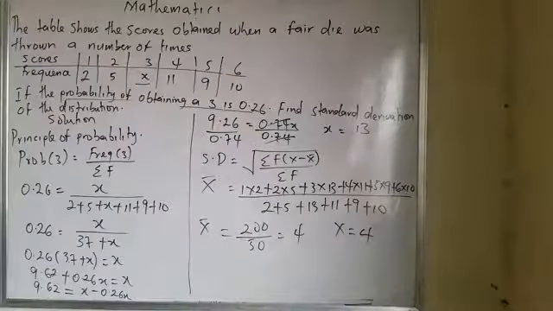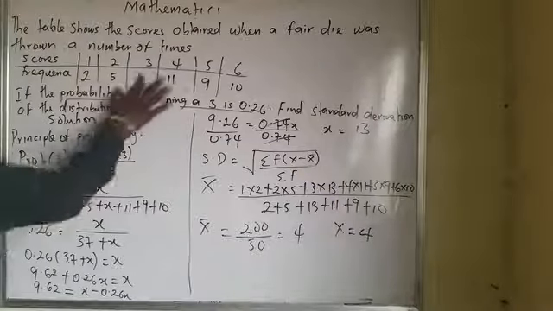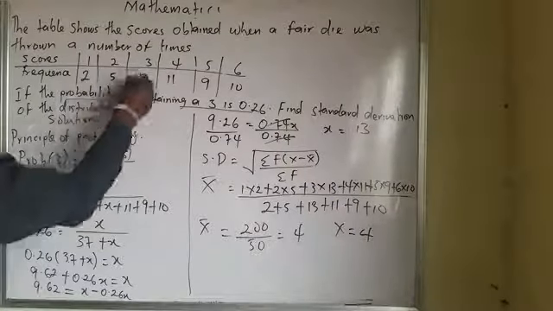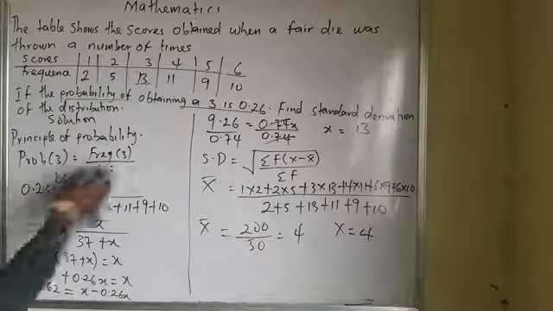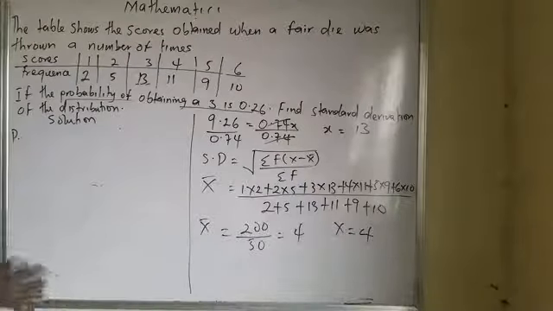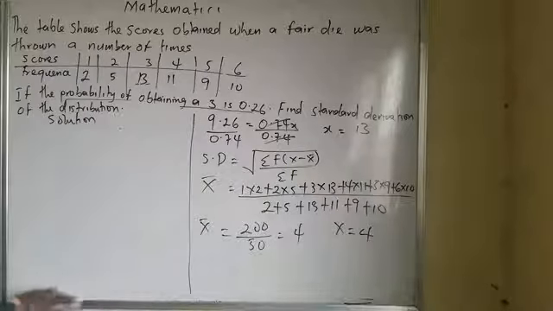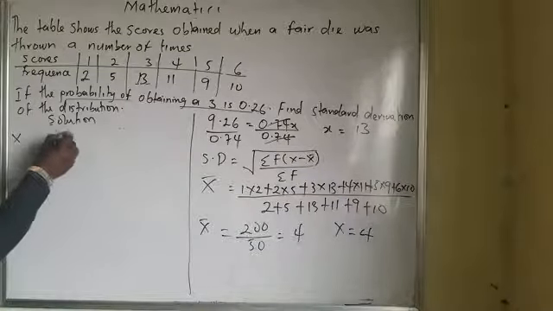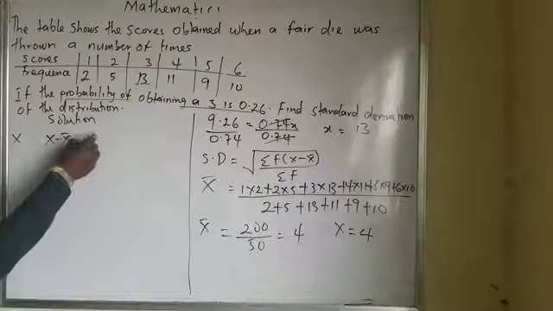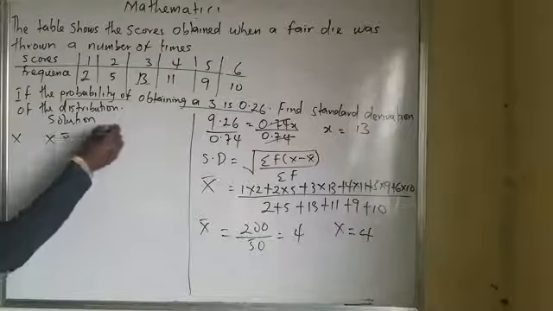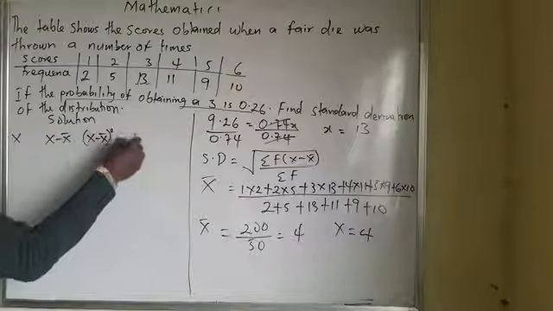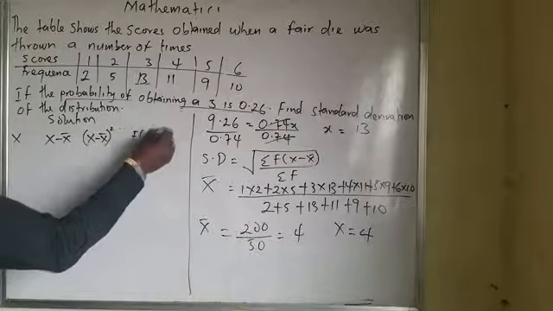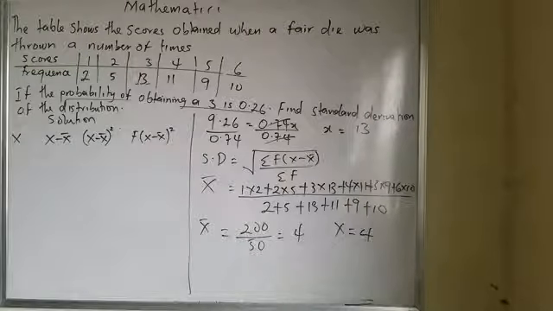Now, I can prepare my table. Permit me to rub this, don't forget my x is 13. Let me clean it and put 13 here. My x is equal to 13. My mean is equal to 4. Now, I want to generate the table so that I'll be able to find my standard deviation. What do I need? I need my x, I need my x minus x bar, I need my x minus x bar squared, and I need my f of x minus x bar squared. That is all I need.